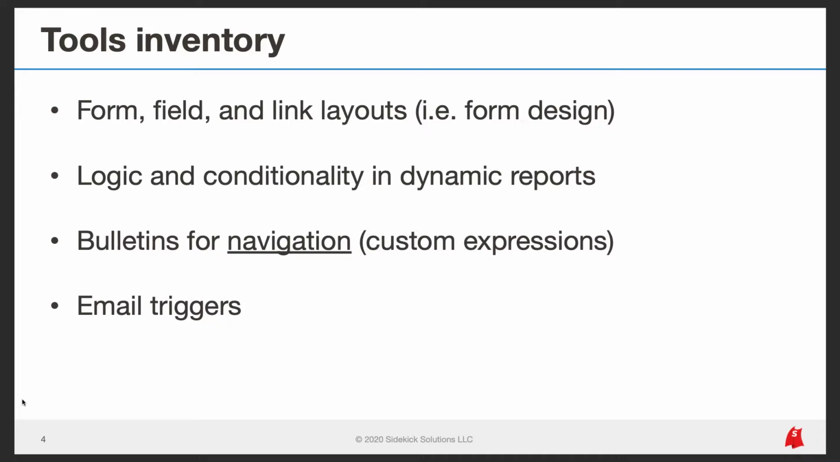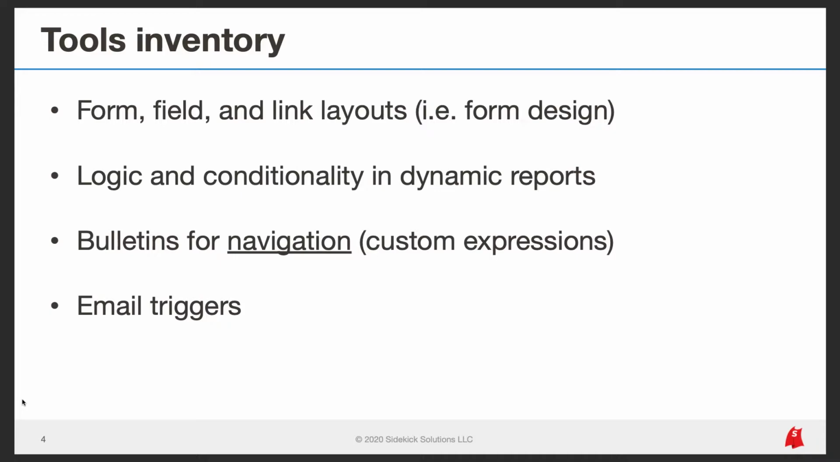Now, first we need to understand the vocabulary and tools available to us in Apricot. Some of these tools are standard, and some are premium features available in Apricot Core and Apricot 360. When it comes to making Apricot actionable, what do we have to work with? Well, first we have form design, specifically the field choices and the linking that builds conditional logic on a form. The second tool that we have at our disposal is logic and conditionality in reports, specifically the ability to create dynamic reports and user tools with custom report expressions.